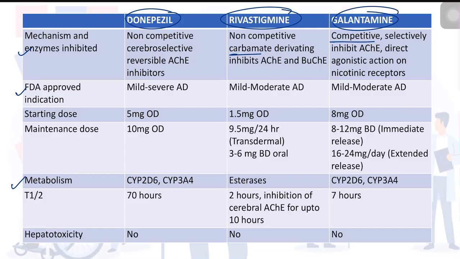CYP2D6 and CYP3A4 are the 2 enzymes responsible for Donepezil's metabolism. Rivastigmine is metabolized due to esterases, and again Galantamine is metabolized by CYP2D6 and CYP3A4. Half-life of Donepezil is 70 hours. Rivastigmine is 2 hours, and Galantamine is 7 hours.